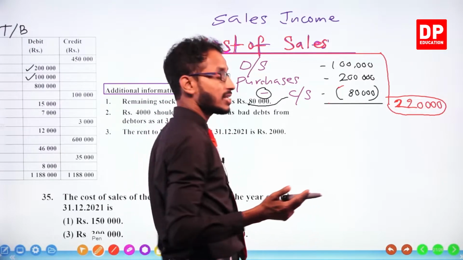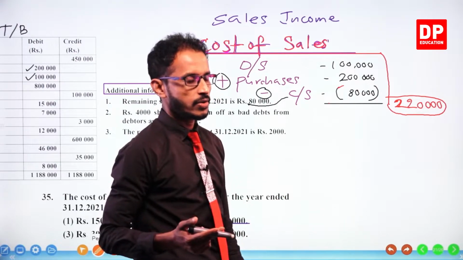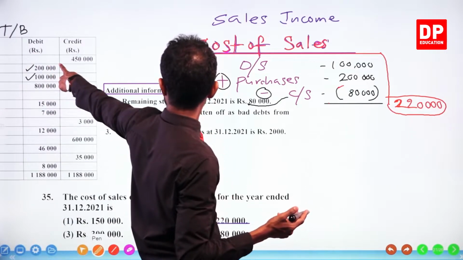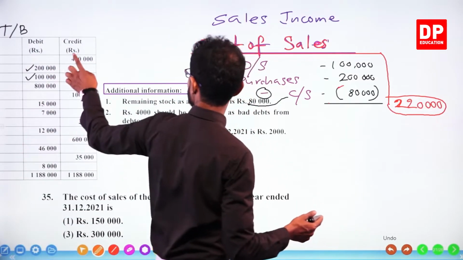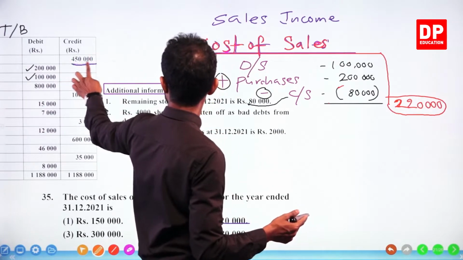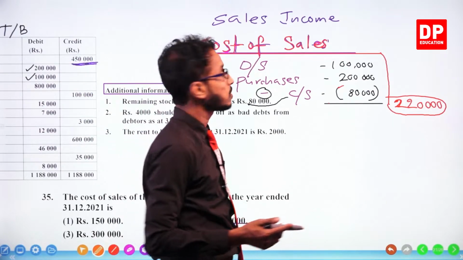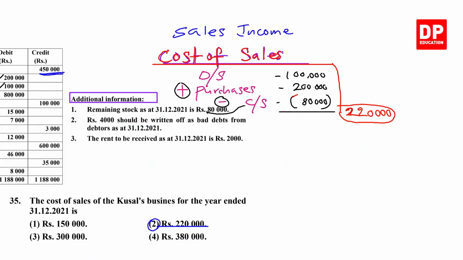Now you can see, right? Yes, you can see. This is sales, children. This is sales, 450,000. I'm mentioning it here, 450,000.